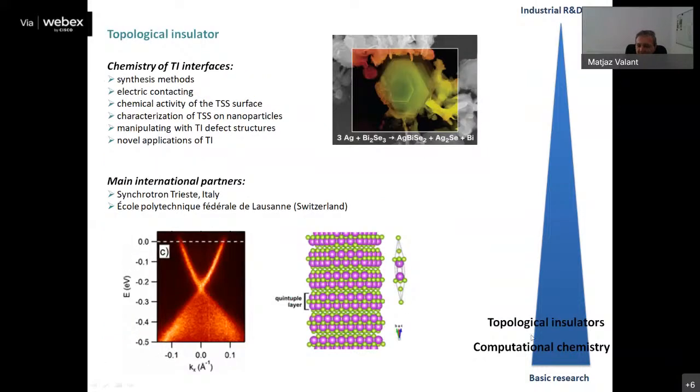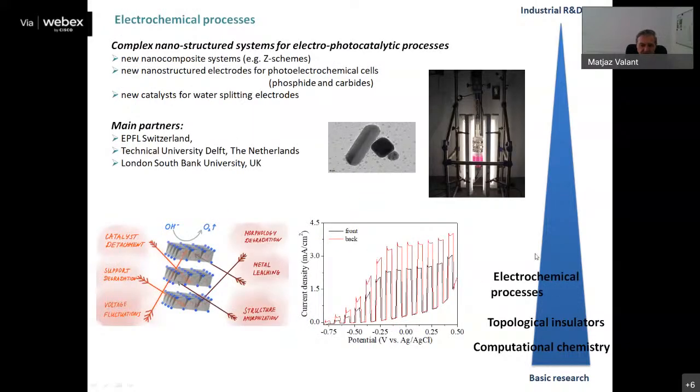Now we are moving up a little bit on this triangle, coming to topological insulators. I'm not going to spend much time here now because you will hear much about that later. Our major international partners on this are a synchrotron in Trieste and EPFL in Switzerland, with common projects investigating defects in these materials. A lot of work is done on electrochemical processes for water splitting, water purification, and similar environmental issues. Here we are a synthetic lab, producing all these nanocomposites by ourselves, and that gives us a lot of flexibility in terms of the subject of research.